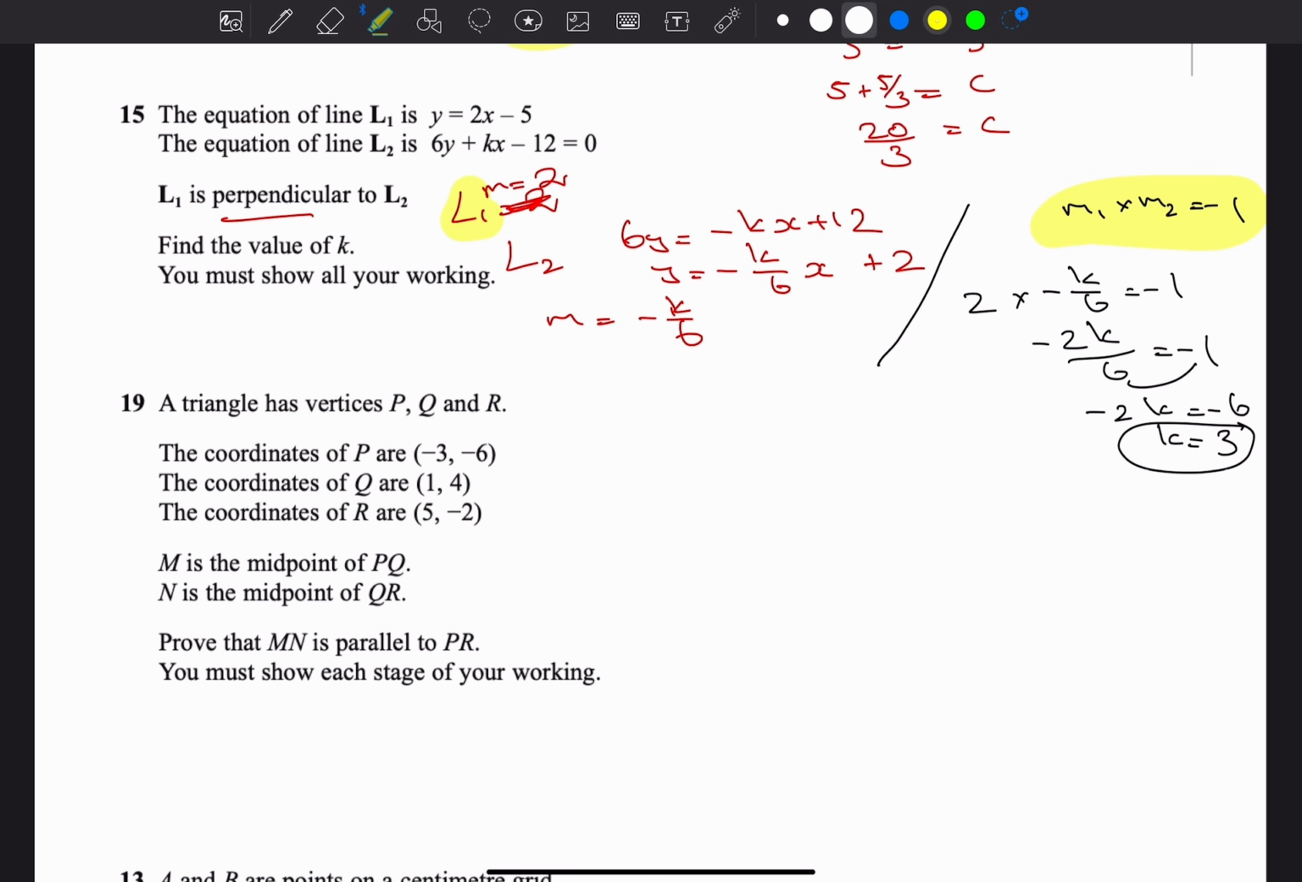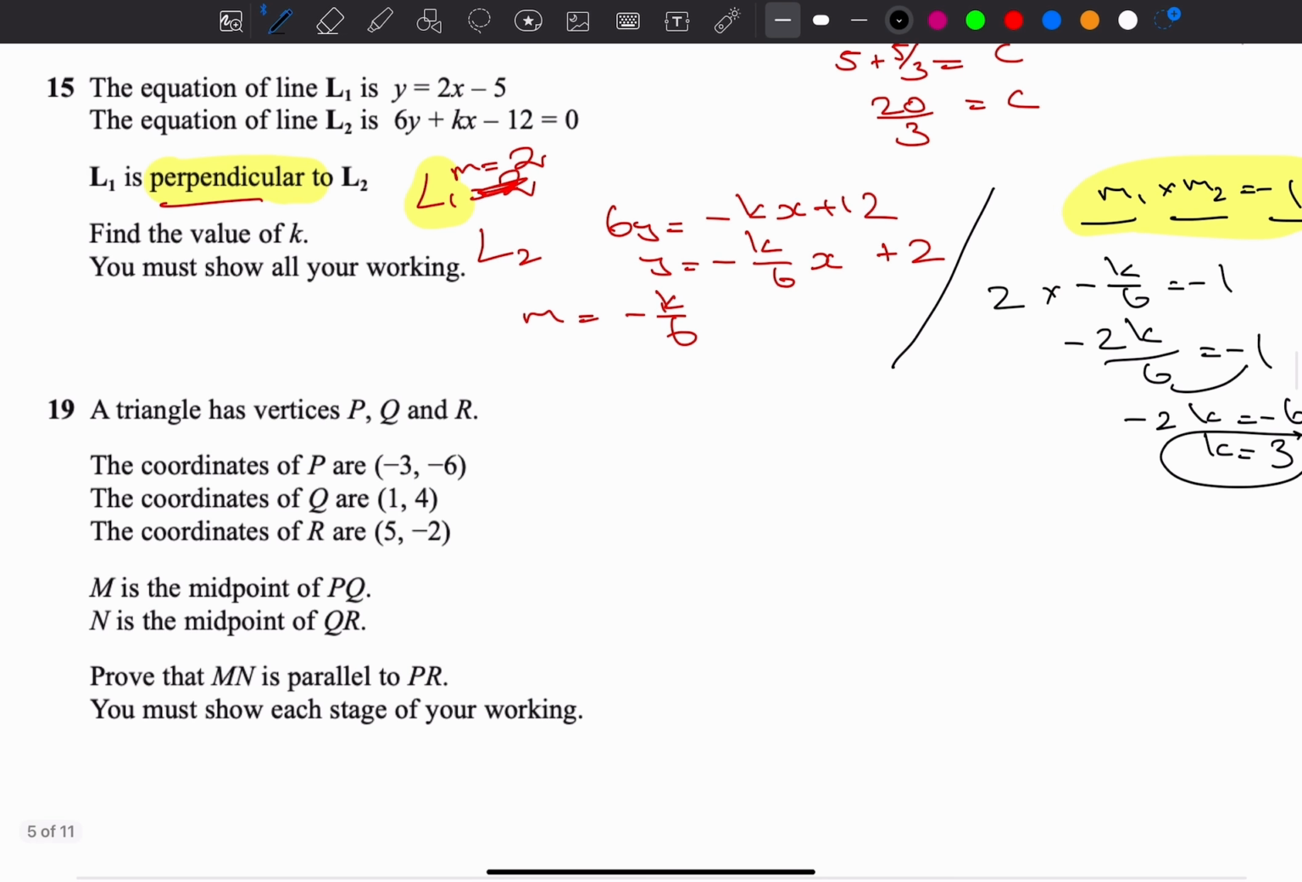Okay, if you have two gradients that are perpendicular, then if you multiply the first gradient by the second gradient, you should get negative 1. But if you want to find the perpendicular gradient, you know what to do. You just switch the fraction and then change the sign, isn't it? Okay, it's kind of the same thing.